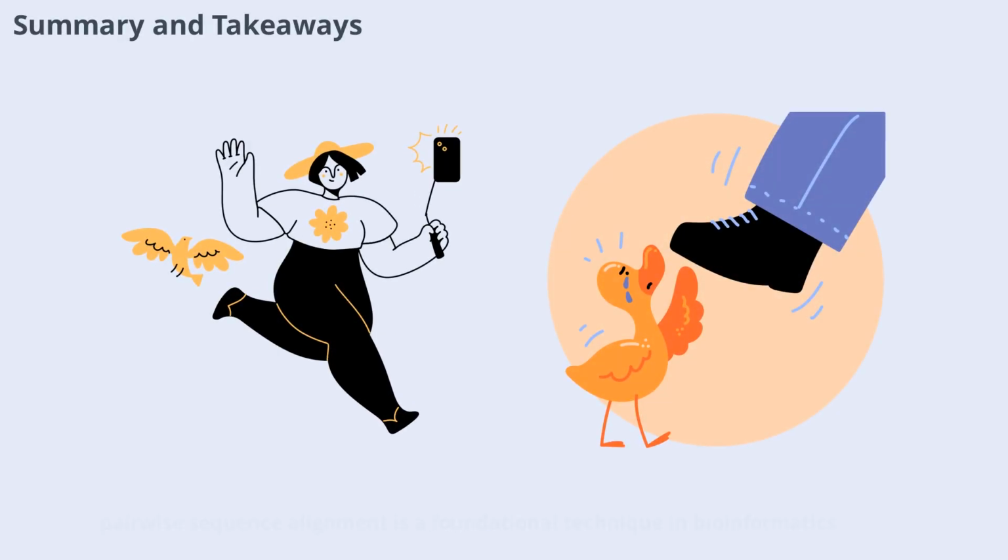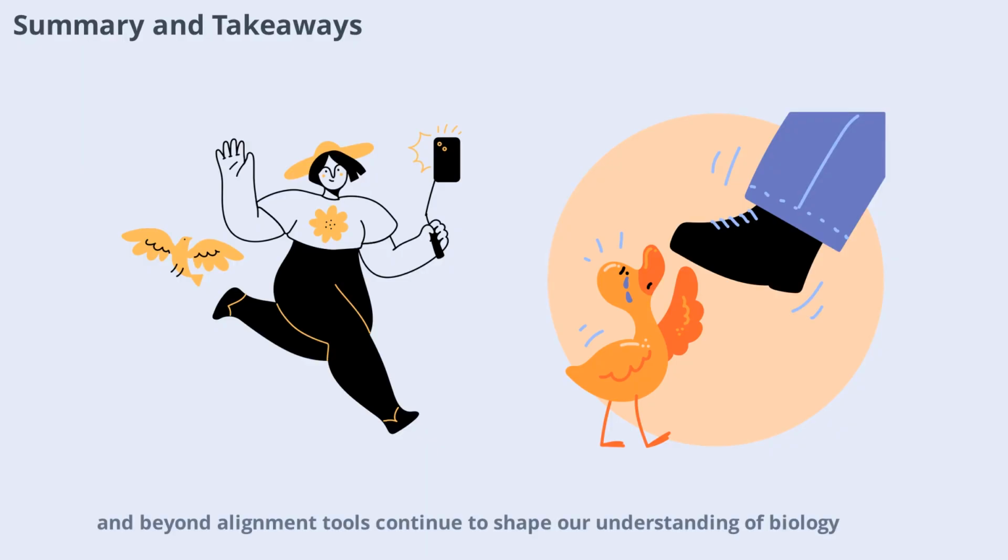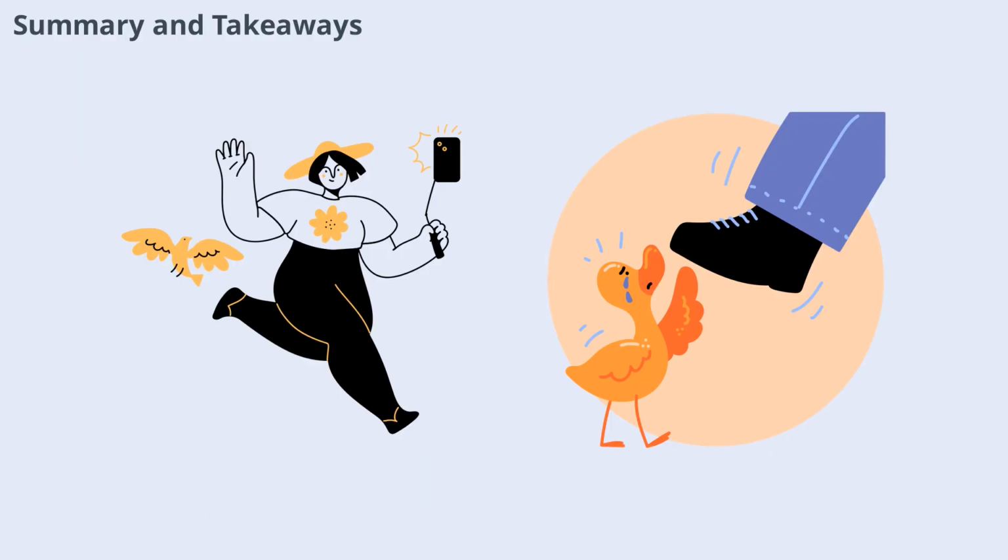Wrap-up: pairwise sequence alignment is a foundational technique in bioinformatics, enabling researchers to compare sequences, detect mutations, and uncover evolutionary relationships. From basic research to practical applications in medicine, agriculture, and beyond, alignment tools continue to shape our understanding of biology. As technology advances, the power and accessibility of sequence alignment will only grow, opening new frontiers in science.